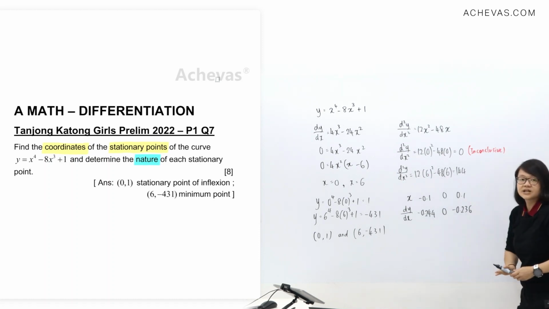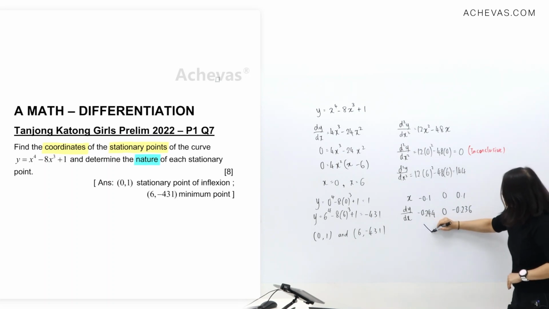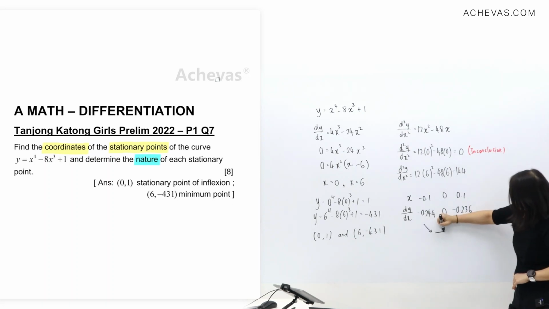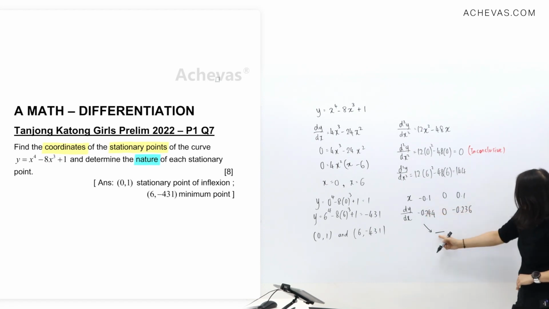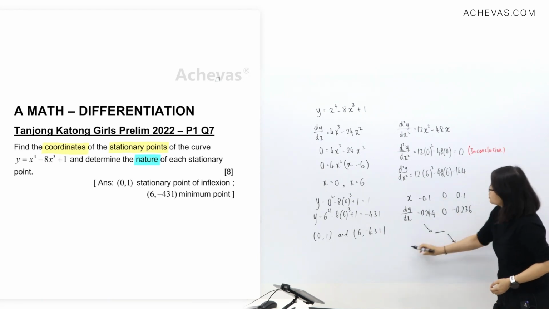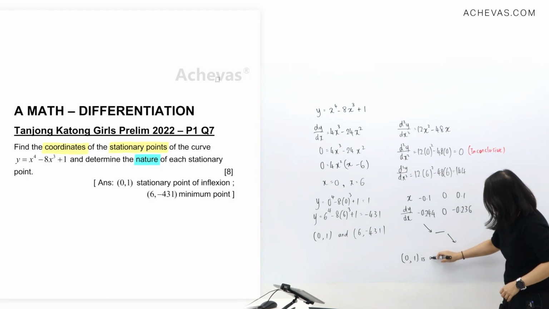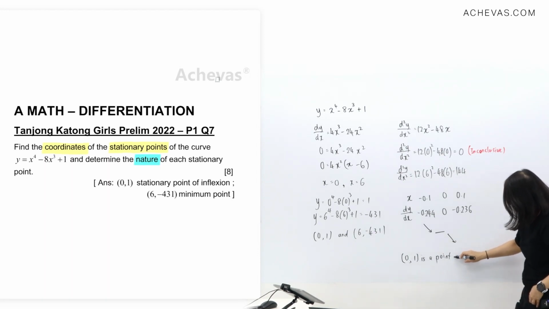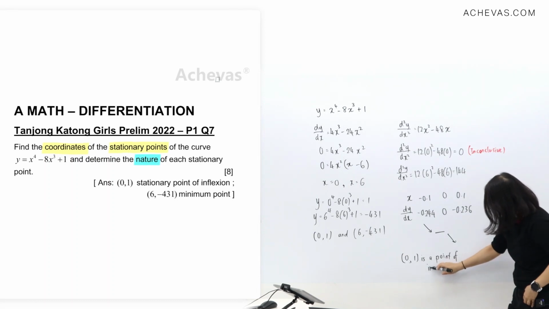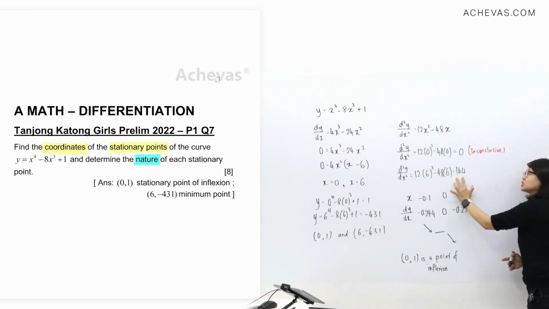So after this, let's observe the gradient. This gradient is negative, meaning the graph is coming down. 0 is a flat one. Negative is coming down again. So if we connect this point, you can see that this is a point of inflection. So the conclusion for x equals 0, that's a point where the coordinate is (0, 1), is a point of inflection.